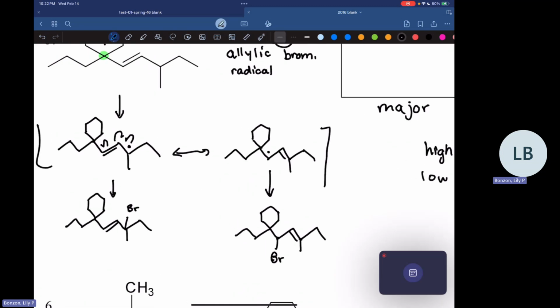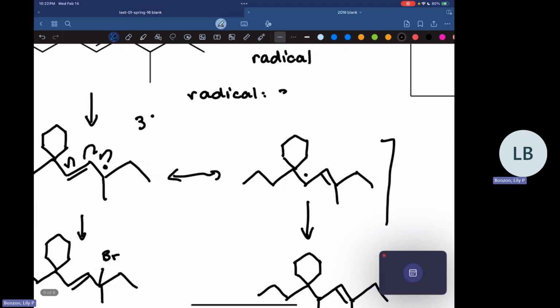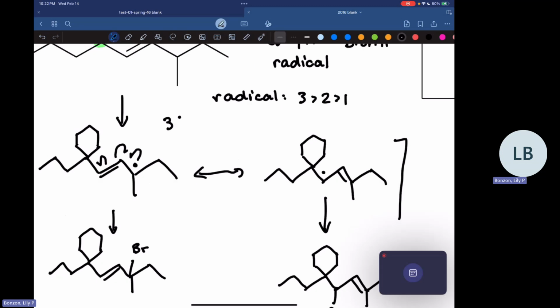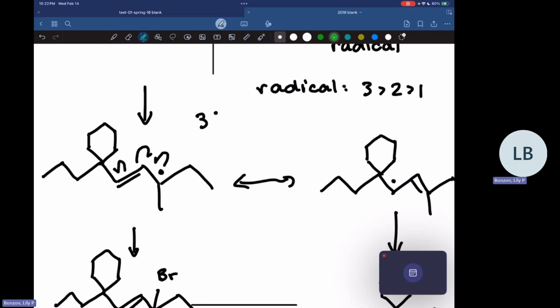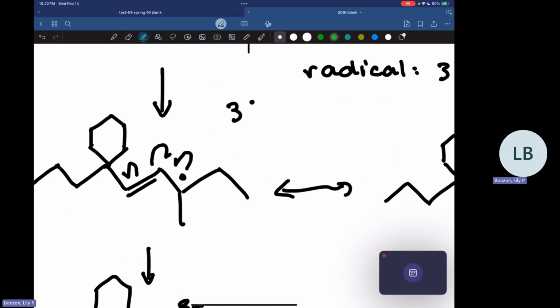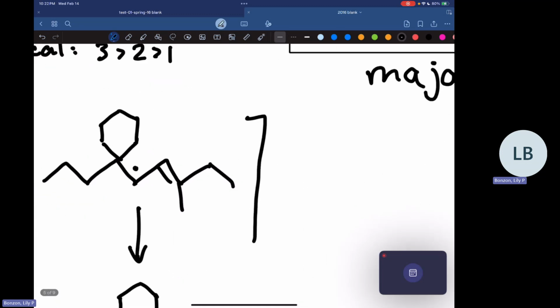So now we need to look at these resonance structures and compare them to each other. So on the left, the radical that we have is going to be tertiary. And so radical stability is going to be similar to carbocation stability. So it's going to be tertiary, and then secondary, and then primary. So on the left, we got a tertiary radical, so that's a pretty stable radical. And then when we look at our alkene substitution, we have a di-substituted alkene. With the structure on the right, we have a secondary radical, and the alkene is going to be tri-substituted.